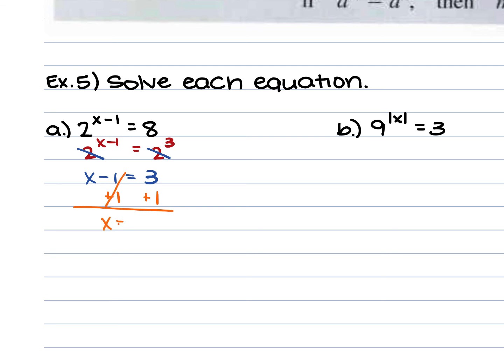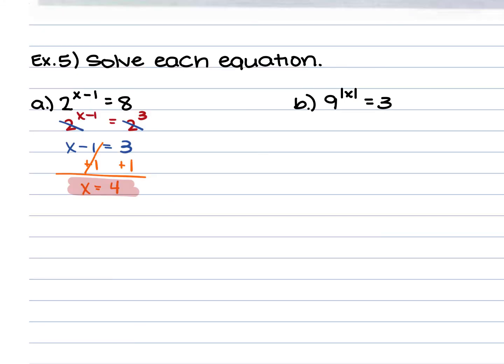And you have that x is equal to 4. For example B, we have 9 to the power of the absolute value of x is equal to 3. Once again, we need the same base on both sides. This 9 has to be turned into 3 to the power of something. So we're going to have 3 to the second power times the absolute value of x is equal to 3.